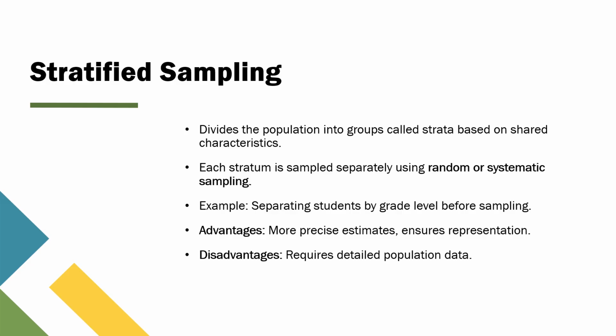Now, let's talk about stratified sampling. Stratified sampling divides the population into groups called strata based on shared traits such as age, income, or education level. Researchers then randomly select a sample from each group. For example, if you are surveying students, you might group them by grade level and select students from each grade. This method ensures each group is fairly represented and reduces sampling error. However, it requires detailed population data before selection.